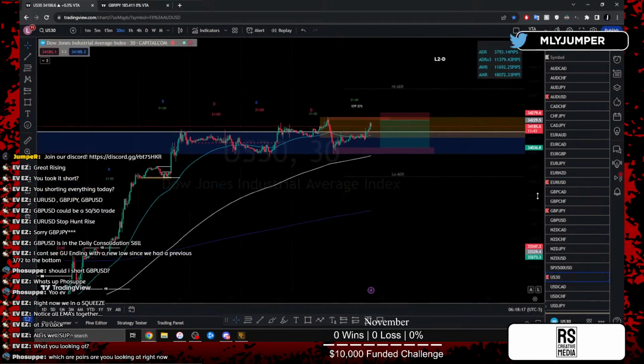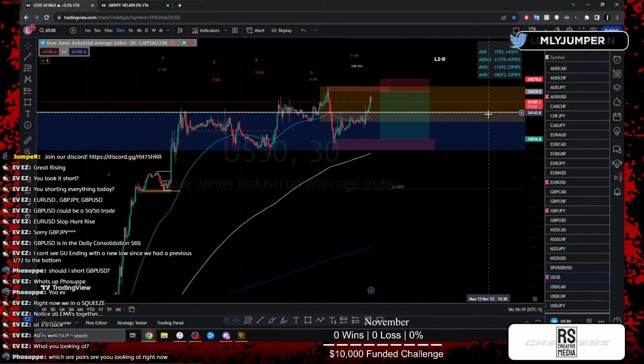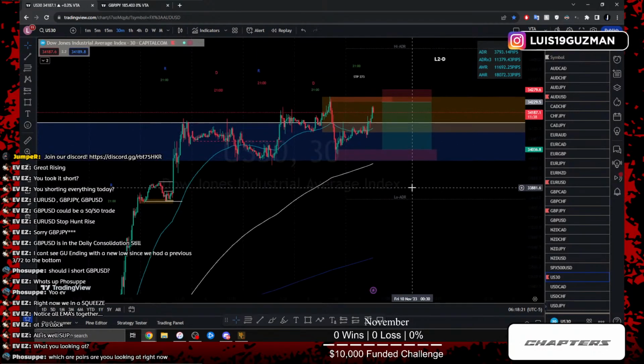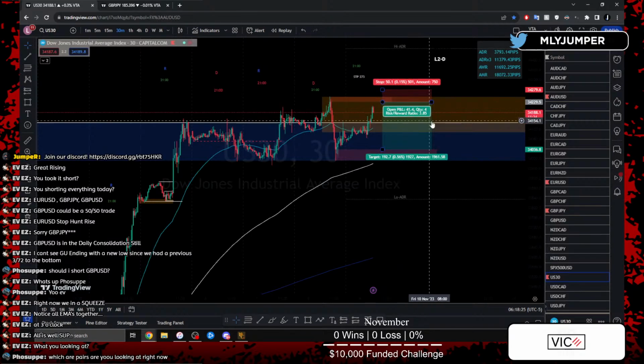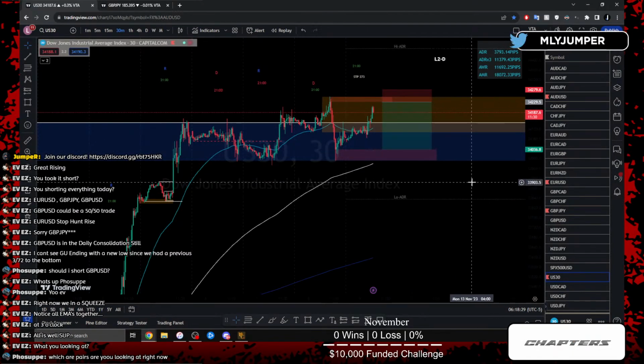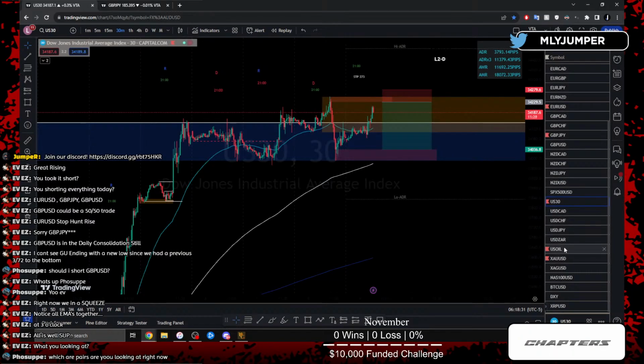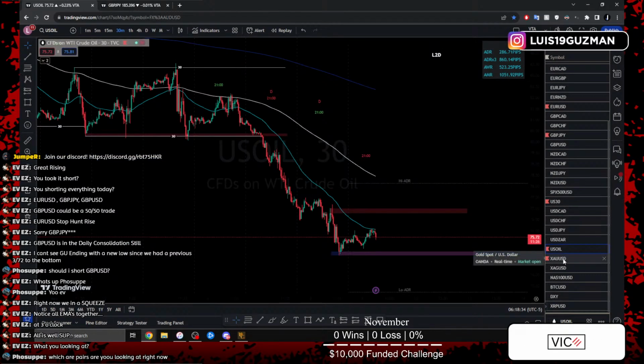US 30, we're just waiting for NYC session. Regardless, in a lower time frame, we have an engulfing up here. So if price could go up here and tap, that's what we have this marked up for. But this is not a trade we're in right now. I just have it marked. Oil looking for a third day low.